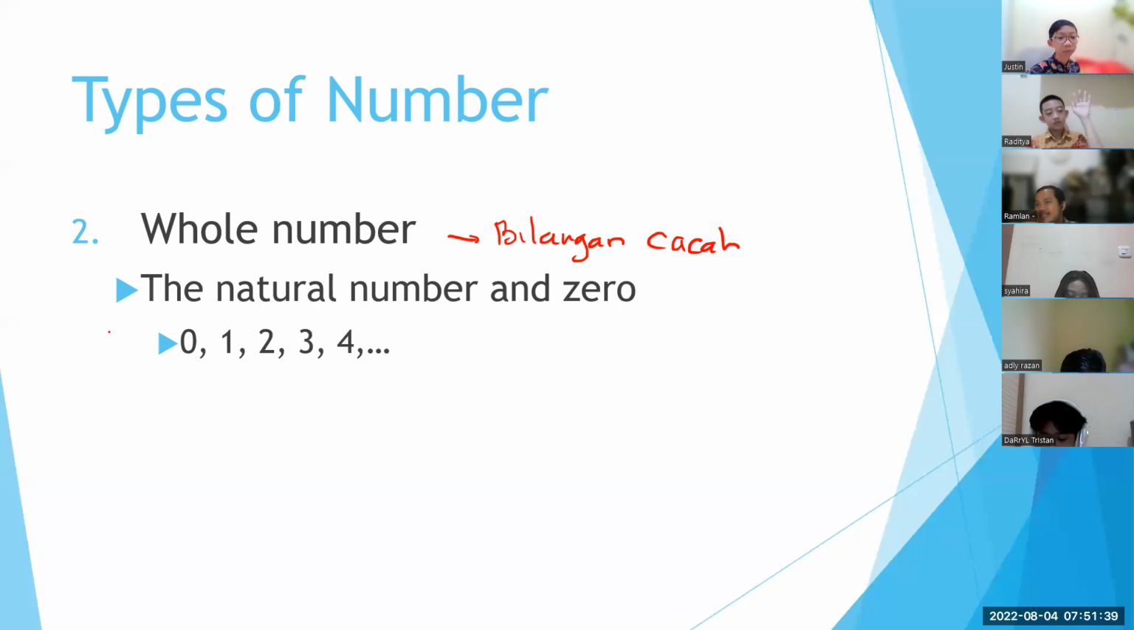Like for example, number 1 is an integer, a whole number, a natural number, and a rational number. Yes, and a real number. Yes, Radit.